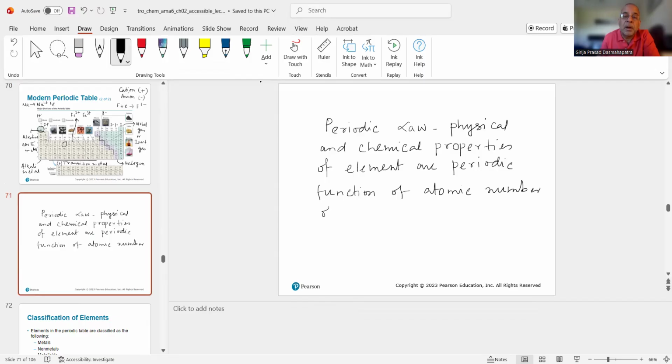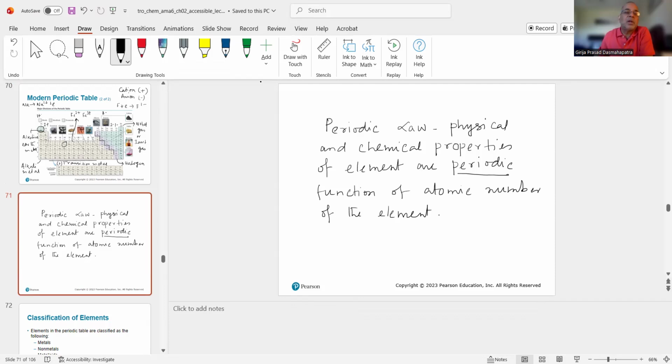What exactly is it saying? If you arrange elements with increasing atomic number, after a certain interval, the properties of the elements will reappear. So let me first explain what a periodic function is. Periodic means anything which reappears after a certain interval. For example, our weather is periodic. Every December, January, the cold weather reappears. Similarly, during the months of June and July, summer reappears. So periodic means any event which reappears after a certain interval.